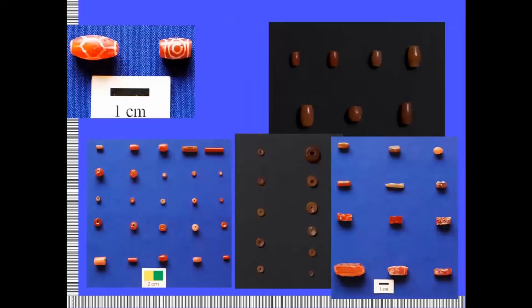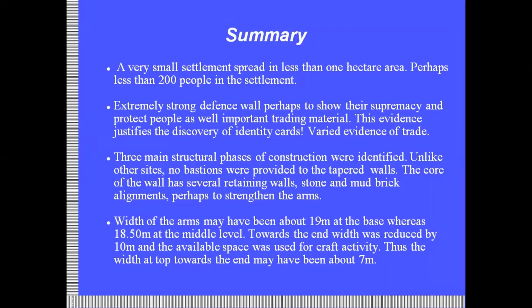Well, at the site a large quantity of beads was discovered: bone, stone, terracotta, faience, paste, etc. This is carnelian. Well, in summary, I would like to say it was a very small settlement where hardly 200 people may have been living inside. Maybe they were very important people doing something very important, and an extremely strong defense wall was raised, perhaps to show their supremacy, and protect people as well as important trading material. What trading material? Maybe agate, maybe copper, maybe something else. Also, we did find crucibles from the site.